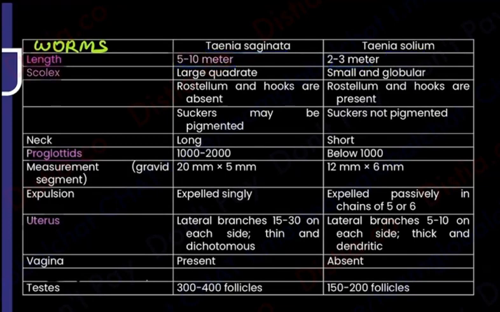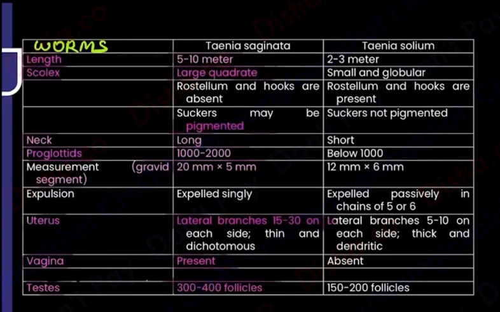Okay, look at the head end. Who has a larger head? Saginata has a larger head. Who has a pigmented head? Saginata has a pigmented head. Who has a longer neck? Saginata has a longer neck. Who has more proglottids? 1000 to 2000, more in number? Saginata. Who is going to have a larger gravid segment? Saginata. Who is going to have more uterine branches? 15 to 30? Saginata. Who has a vagina? Again, saginata. Who is going to have more follicles in the testes? Saginata. Is this a tough table?